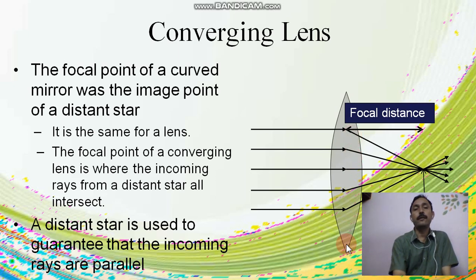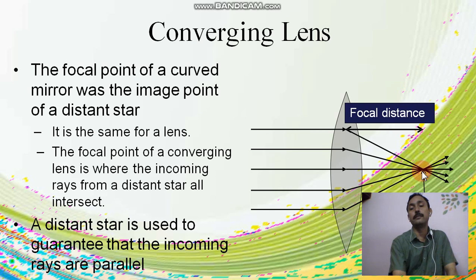The focal point of a curved mirror was the image point of a distant star. That means if parallel rays fall onto it, then these rays are converged and will meet at a point on the axis of the lens. This point is known as the focal point. So the rays are coming from this point, going out. They are coming from this, going out.